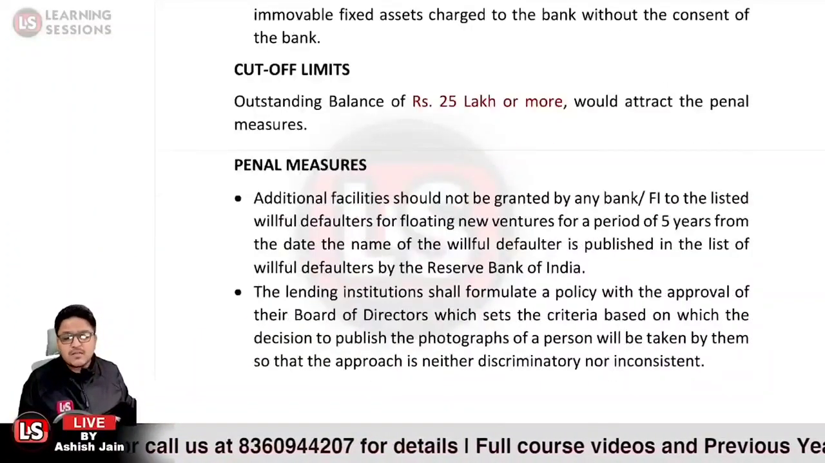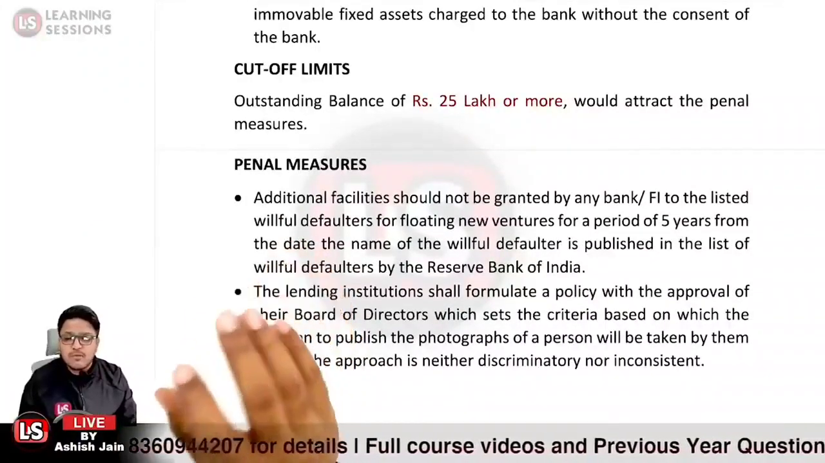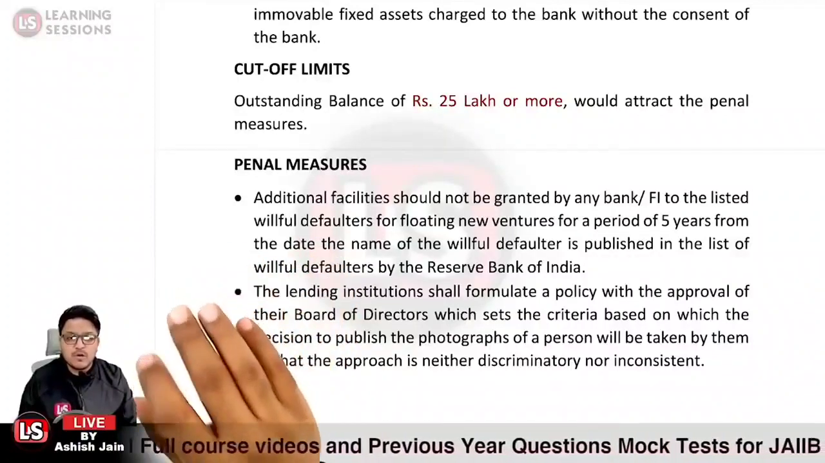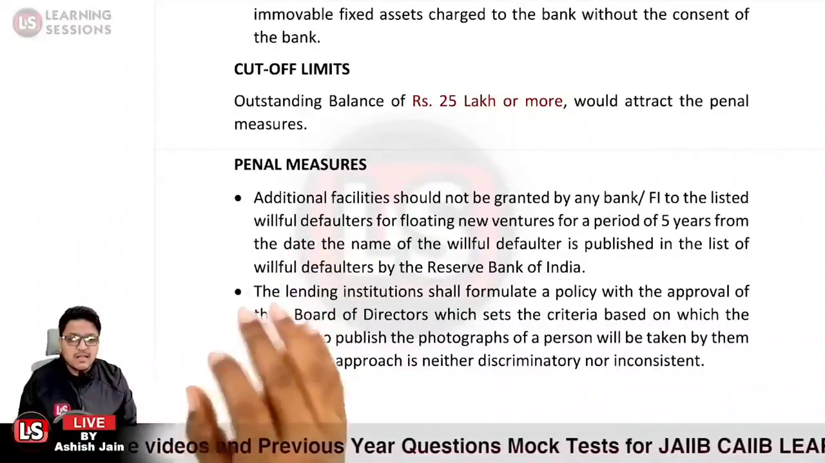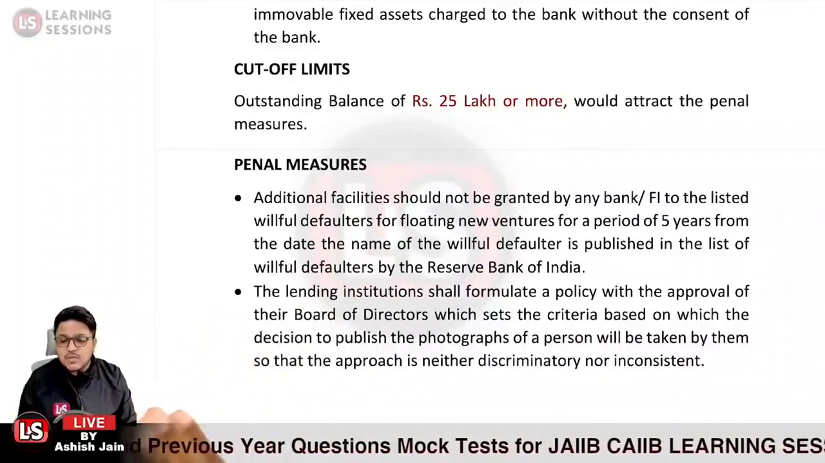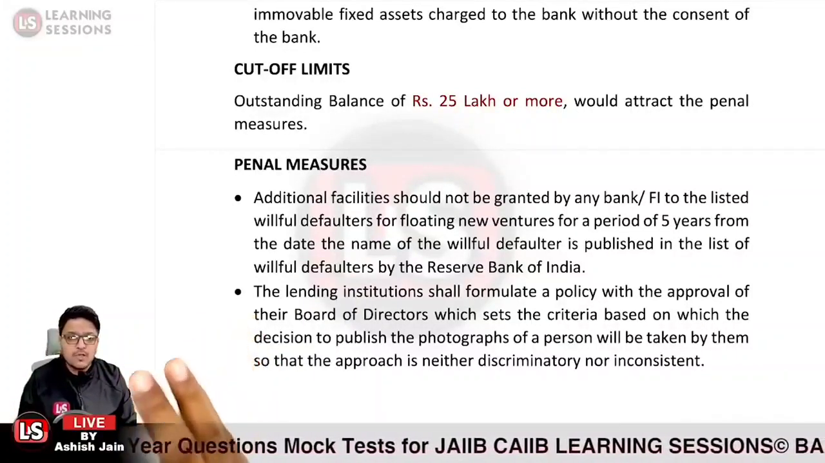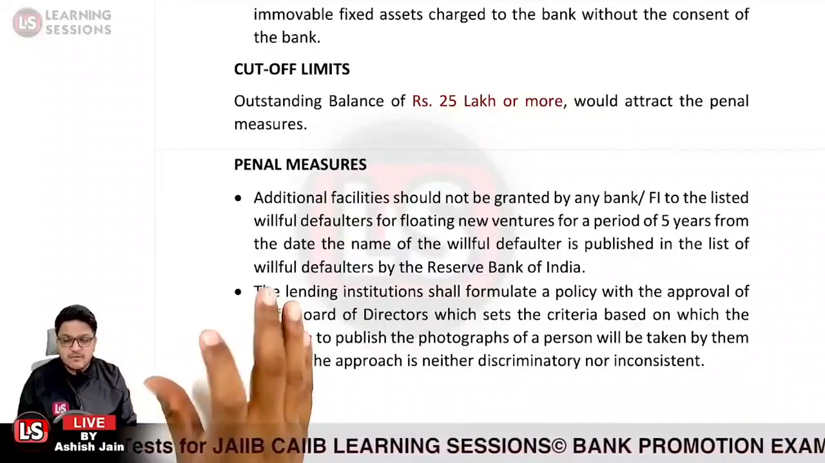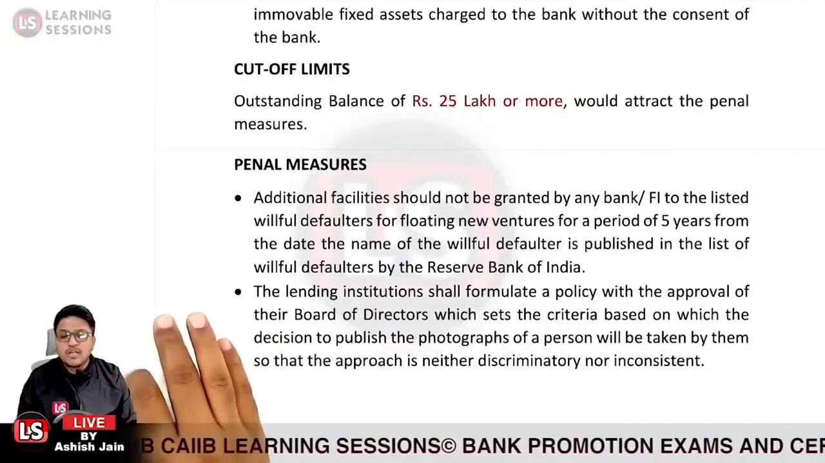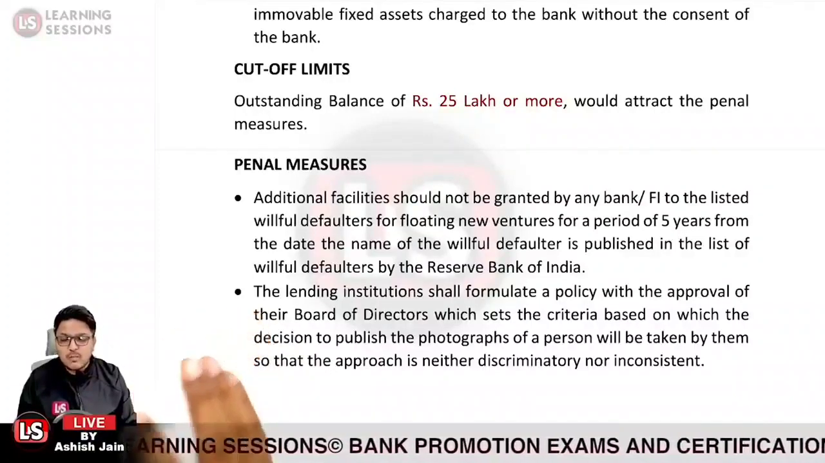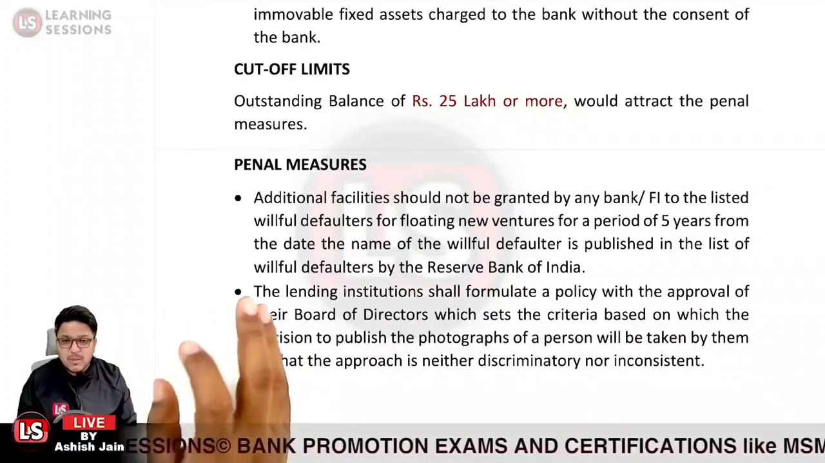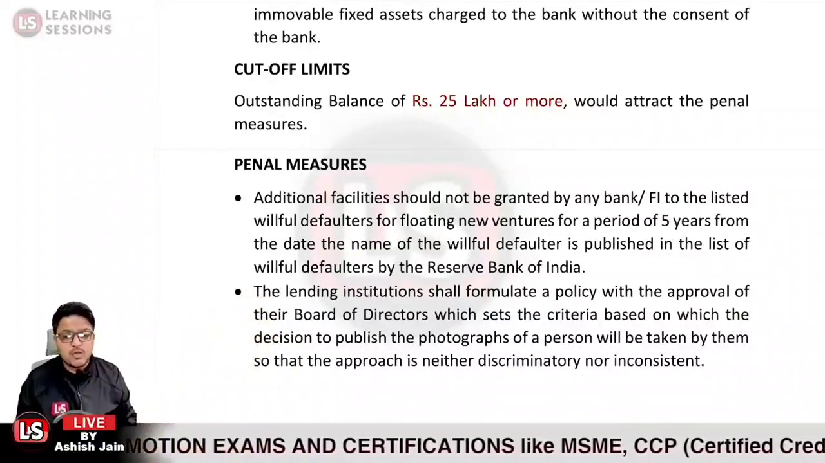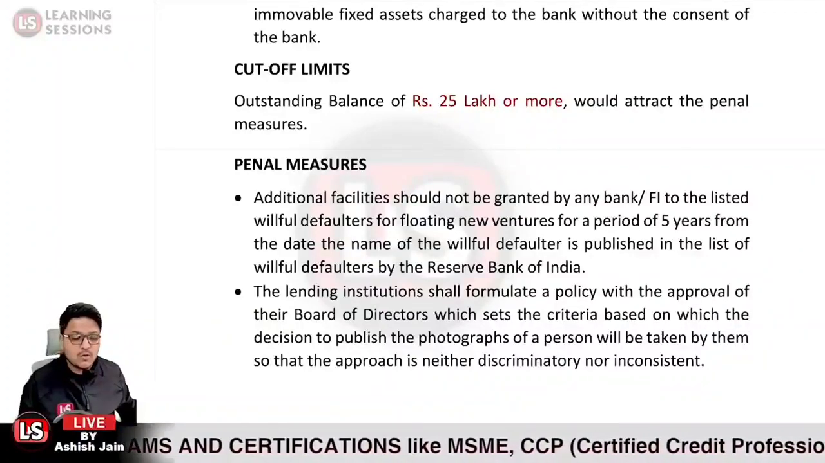penal measure. And second, the lending institutions shall formulate a policy with the approval of the board of directors, and further they can set criteria by virtue of which they can decide to publish the photographs of the willful defaulters on their website, and further can publish the photos in their branches with the permission of the board of directors. But there should not be any discrimination. It should not be the case that you are not publishing the photos of your near and dear ones and you are publishing the photographs of the others. So there should be no discrimination and no inconsistency.